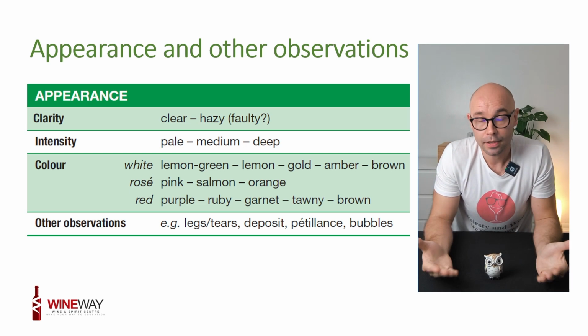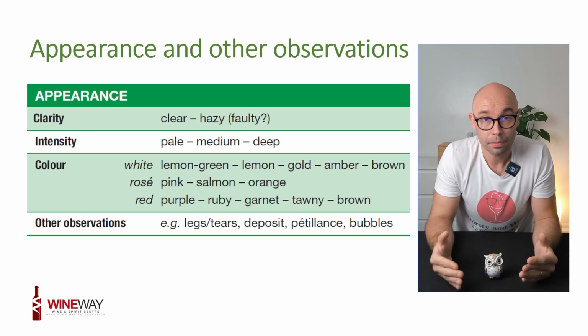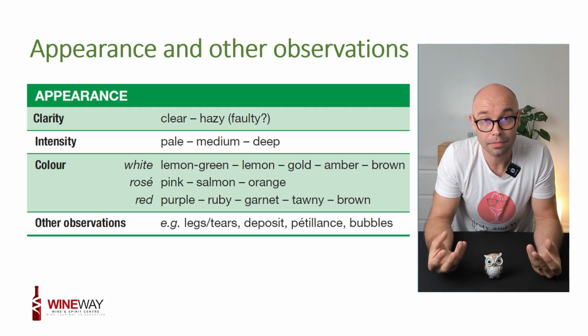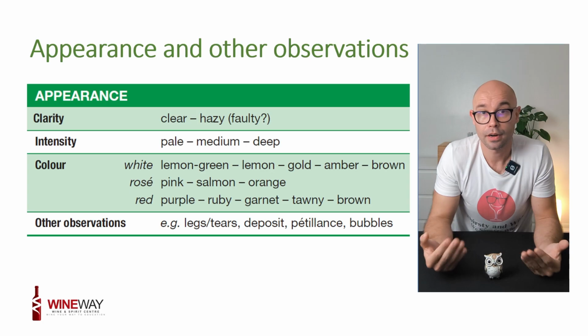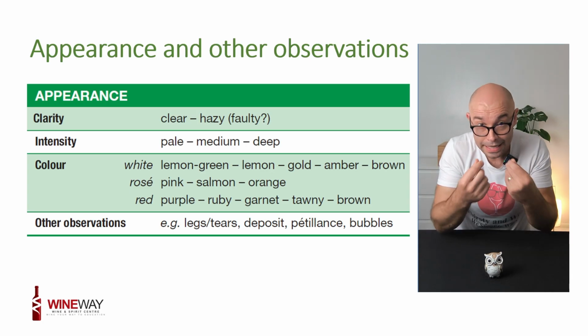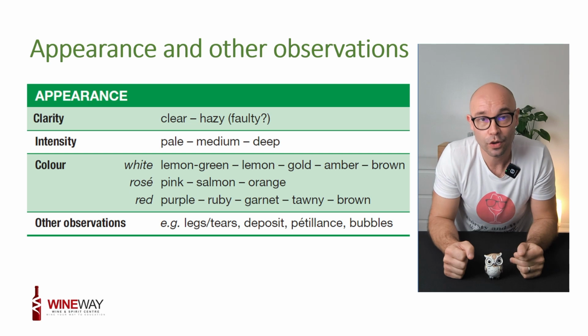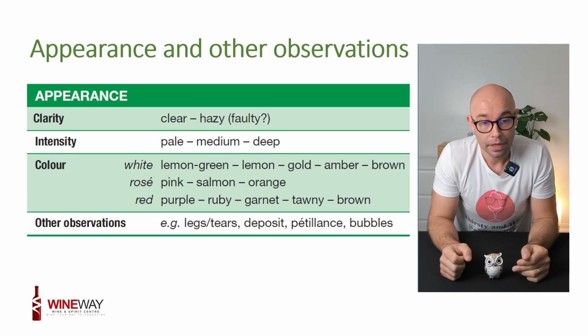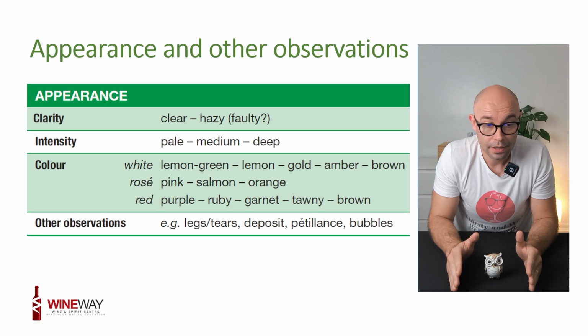Deposit is when wines age and develop deposit over time. You're not really going to have wines with deposit on the course. Petulance: the wines can have some CO2, especially if they're young wines bottled young, they might retain some carbon dioxide. And bubbles: if you see clear bubbles in the wine, it's an indication of sparkling wine. So like I said, all the wines on the exam will be clear. The two things that you're getting points on are the intensity and the color.